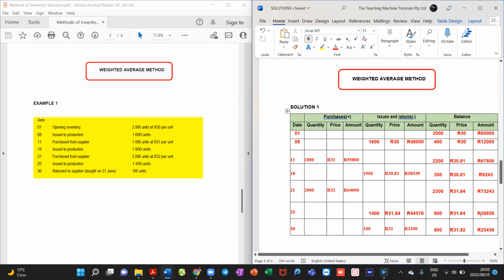So the steps are the same. It's just that on the first step, you minus because these are the returns. So 28,656 minus 3,200, and 900 minus 100. The answer here was 25,456. 25,456 divided by 800 is 31.82. That's it for today. Thank you very much.